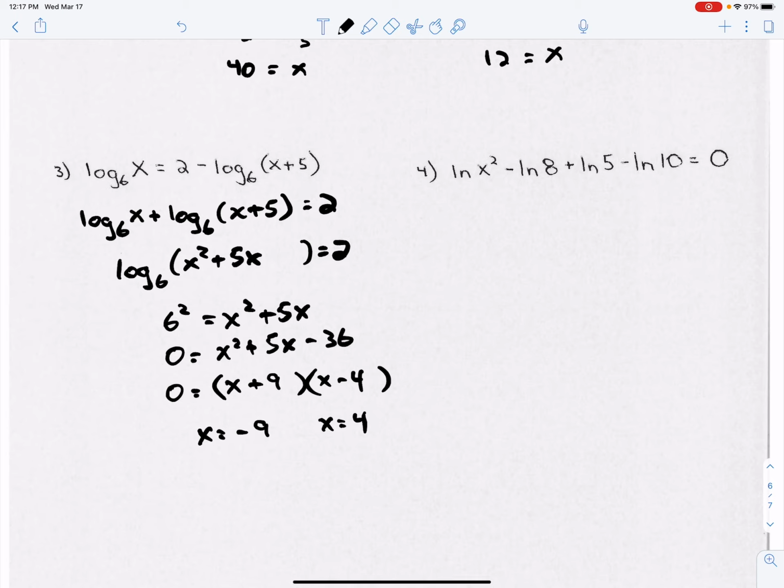And if I plug in the -9, it causes me to take the log of a negative number, so I'm going to throw that out. If I plug in 4, it doesn't cause me any problems, so the only answer is x equals 4.